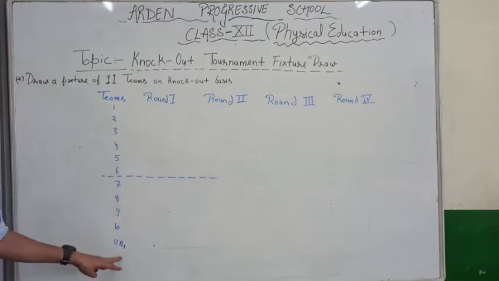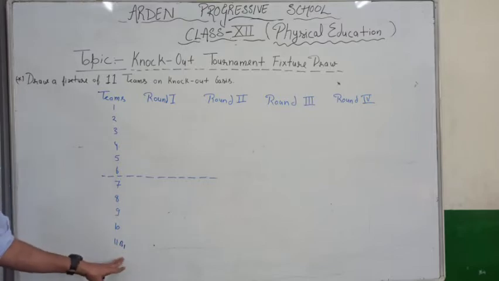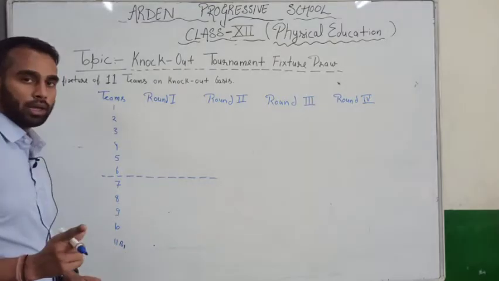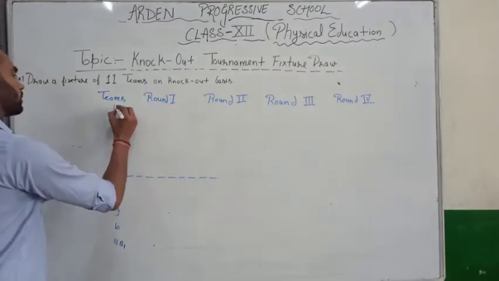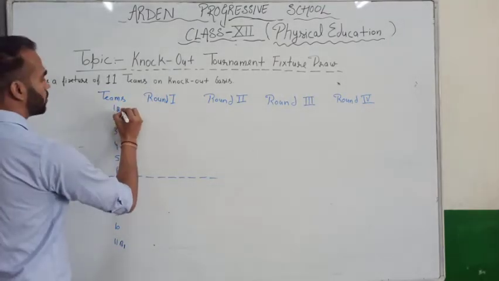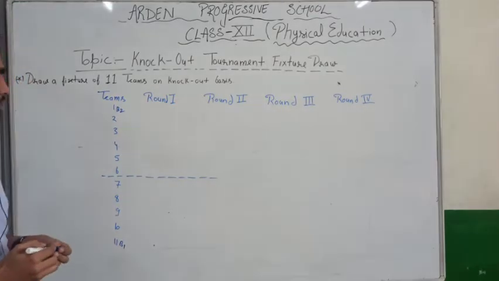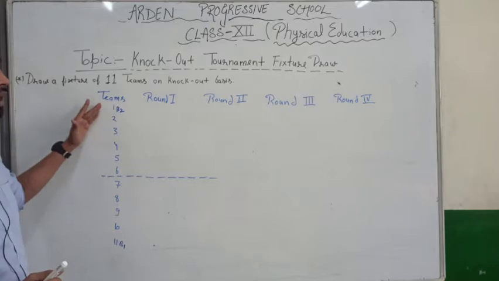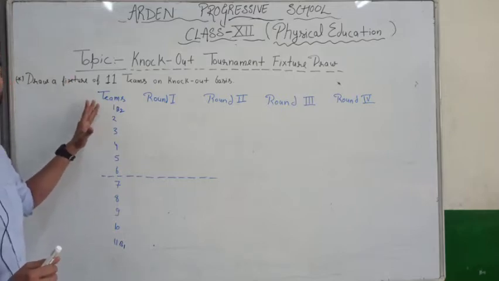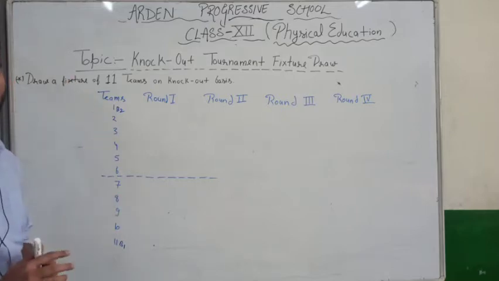In the fixture draw, we show this type of bye. So bye 1: we give it in the lower half, last number of team. And second bye, we give in the upper half, first number of team. So bye 2. Okay, class.